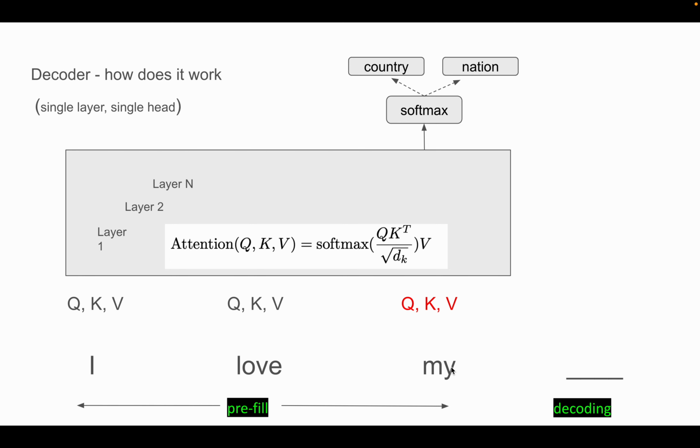In this example, we have seen "I love my" as the input. We were able to generate "country" as the output. And again, "country" needs to be the input to the next step. Again, we will get something, right?